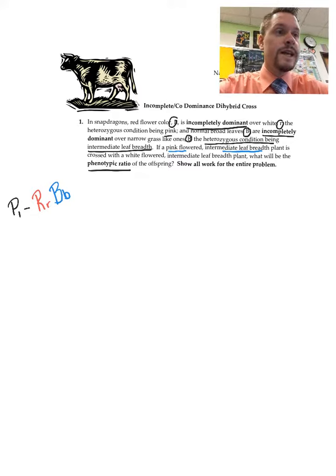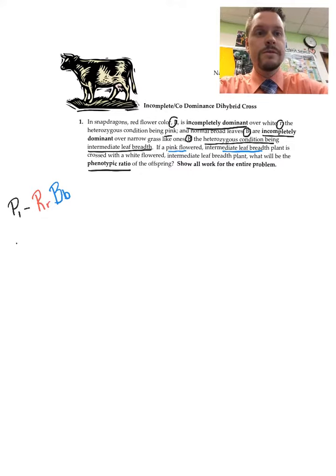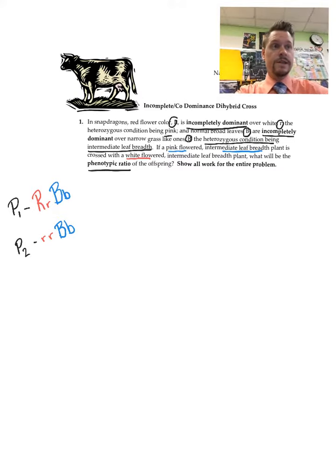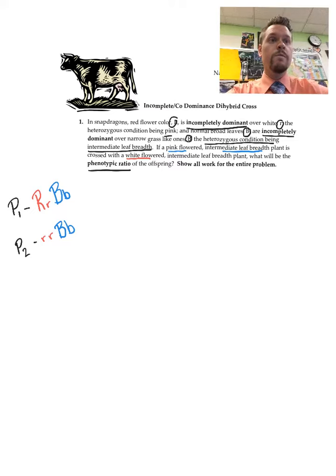And then we're going to take that one and we're going to cross it with a white flowered intermediate. So again, parent 2 is going to give us our white flower, which is little r. And then we also have the intermediate, so again, that big B, little b. So that's one of the harder parts, is just first getting our parents and identifying what we have from the story.